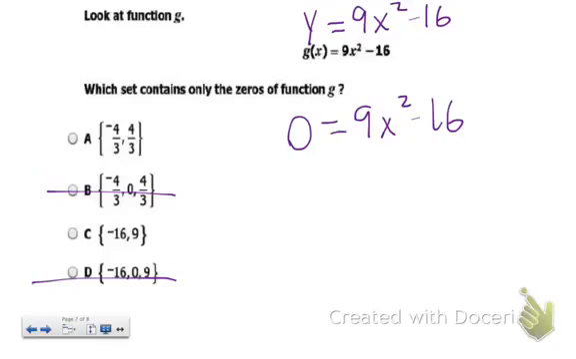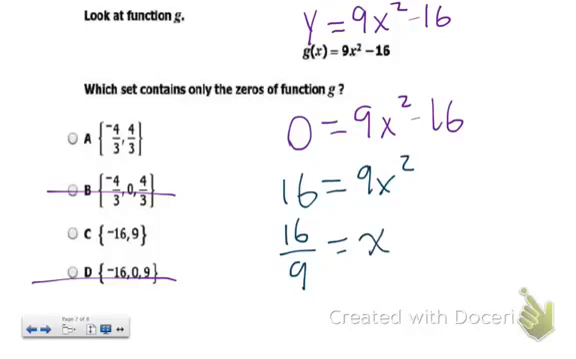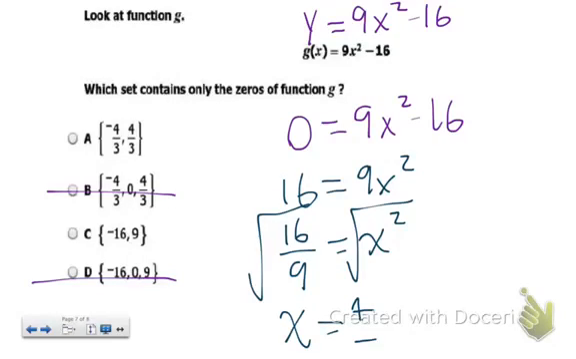And now this becomes just like the other ones we've done in this section. So I'm going to add 16 to both sides. I get 9x squared. Then I'm going to divide by 9. So I get 16 over 9 equals x squared. And I can take the square root of both sides. Well, that becomes x equals plus or minus the square root of 16 over the square root of 9. Well, square root of 16 is 4 and the square root of 9 is 3. So now we have plus or minus 4 over 3.